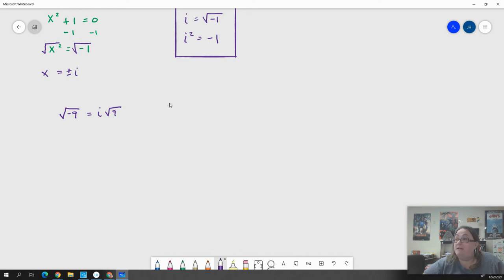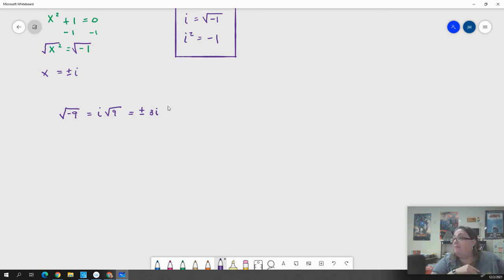Exactly, 3, right? So our solution here is going to be plus or minus 3 times I. The only thing that changes from what we were doing with square roots the other day is if you have a negative under the square root, you have to pull it out as an I. Everything else works the same, right? When we're talking about it in terms of square roots.